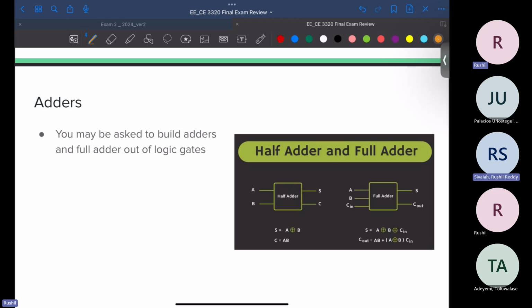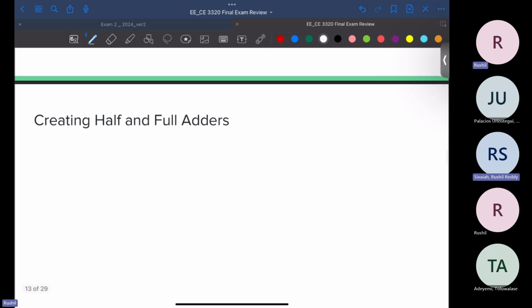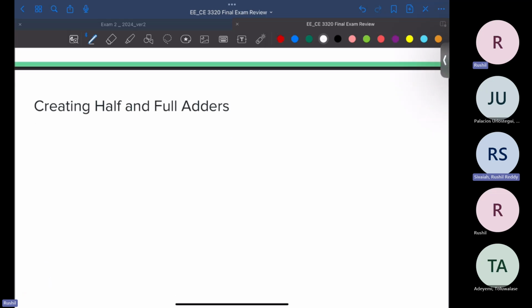Adders. Half and full adders. Those are the only two that you need to worry about. You don't need to worry about look aheads or whatever. All of those can be built out of logic gates. I recommend that you try to build them out of logic gates. That's at the bottom right there of how to build it. It's not too bad. So we'll go create them.